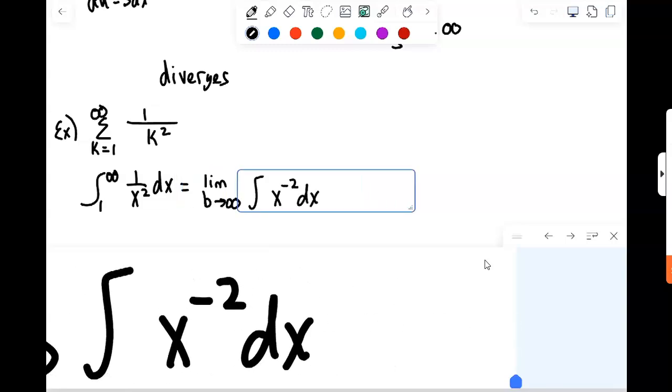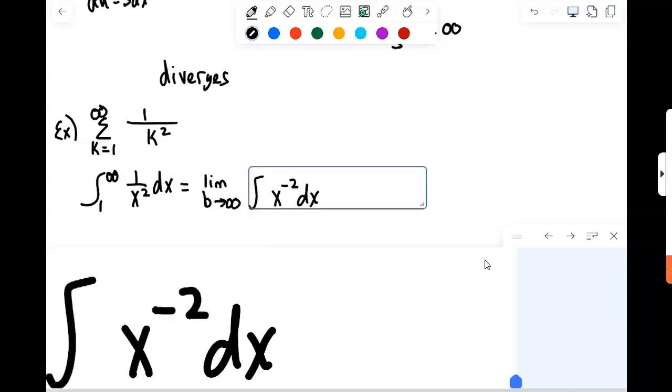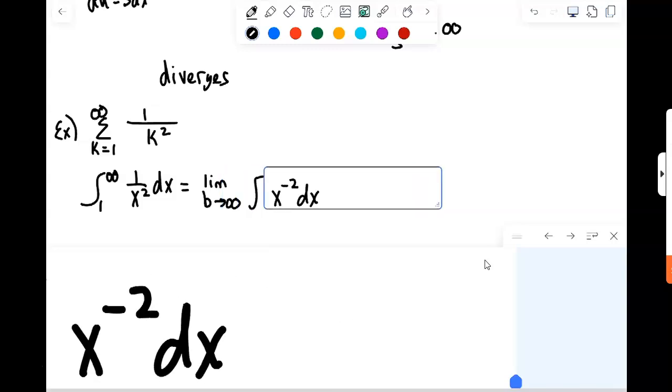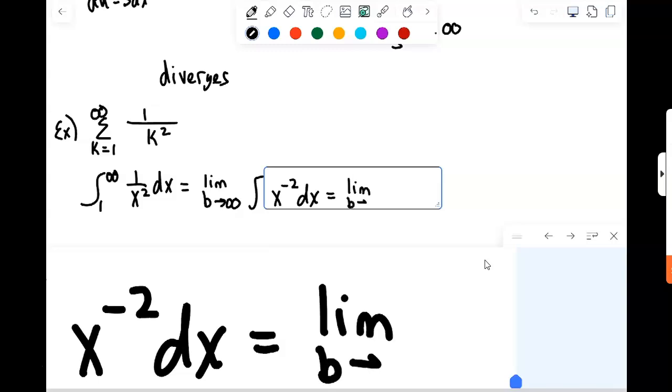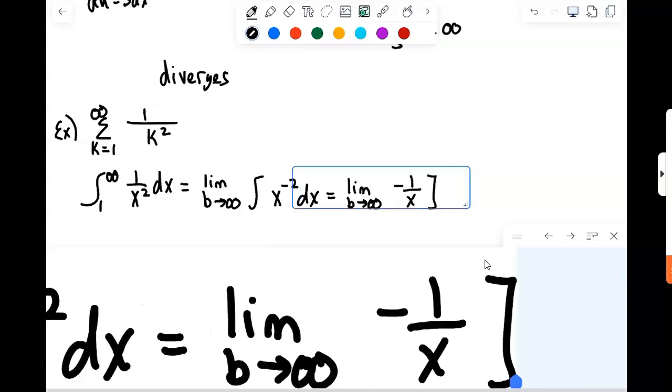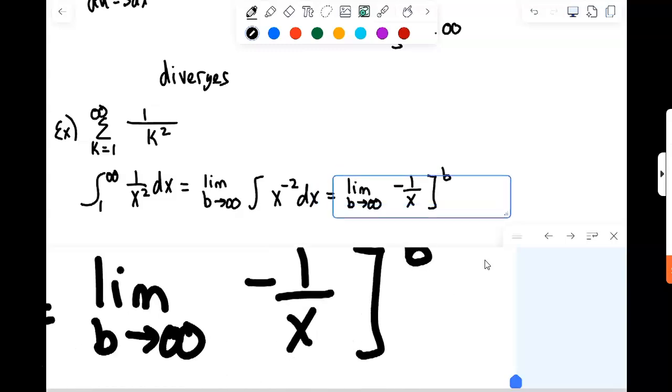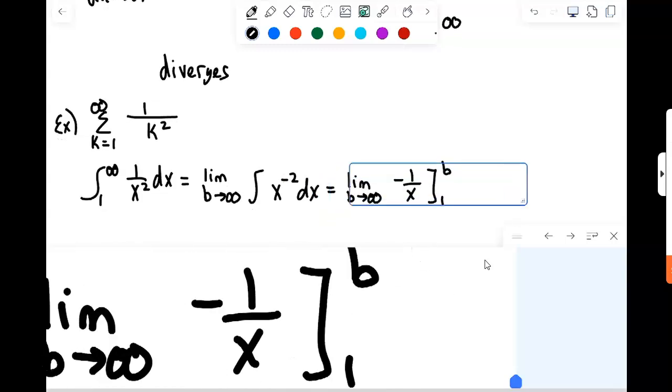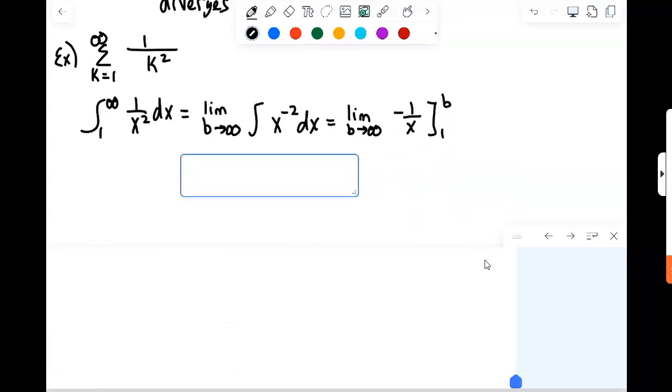Right, and then we start working that out. We apply our integration rule. X to the negative second, so we don't have to do any substitution or anything here. We just go ahead and add 1 to the exponent, making that x to the negative 1. And then we would divide by the negative 1, so it would be negative 1 over x. And that's evaluated between 1 and b.